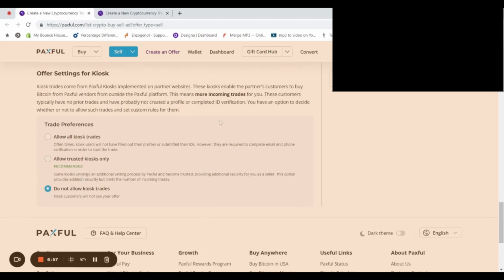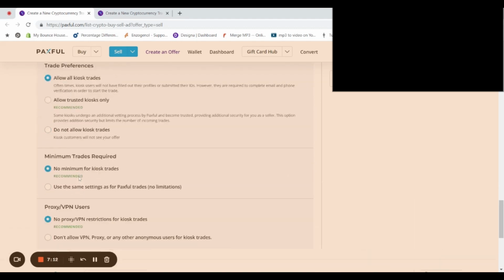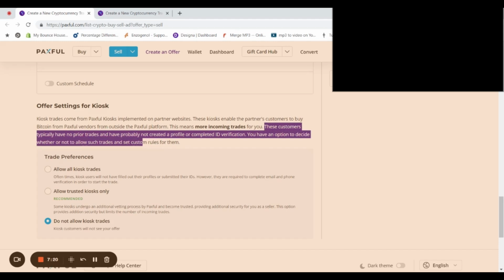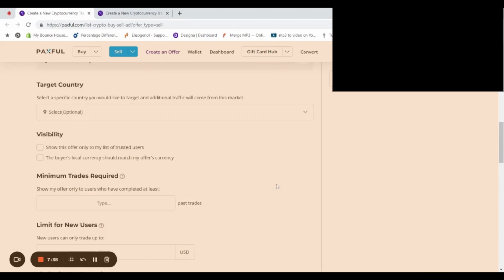What this is, is if someone embeds your offer within their website, so someone is allowed to open a kiosk on their website, which embeds Paxful pretty much. But the issue is that typically it's difficult to have a chat and to have the same level of verification. So, exactly as it states here, these customers typically have no prior trades and have not completed a profile or ID verification. So this is a critical part of the KYC policy. These individuals are sending money to your verified account, so you want to make sure that they are accurate and you're not receiving any issues there.